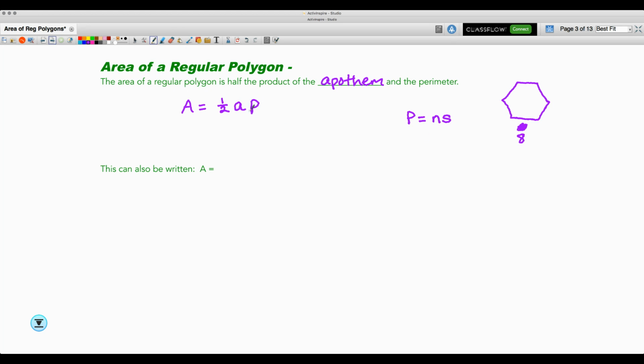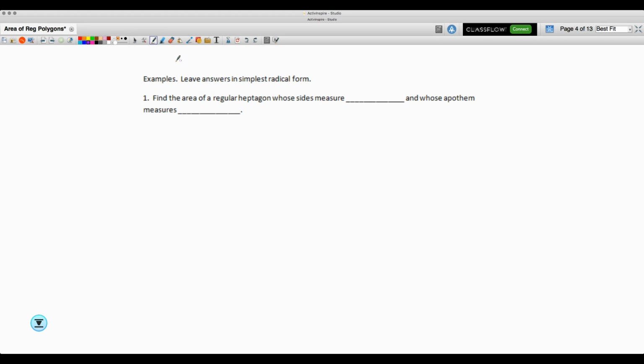So instead of writing the perimeter in the formula, I prefer this formula, just because I think it's easier. I don't know why, this just always sticks in my brain better. 1/2 san, 1/2 a p and 1/2 san are the same thing, because perimeter is the length of the side times the number of sides. You can use either formula. Like I said, I like this one because everything's kept separate and you just plug it into the equation. So that's what I'm going to use. Okay, so for these first few examples, we're going to leave our answers in simplest radical form when it applies.